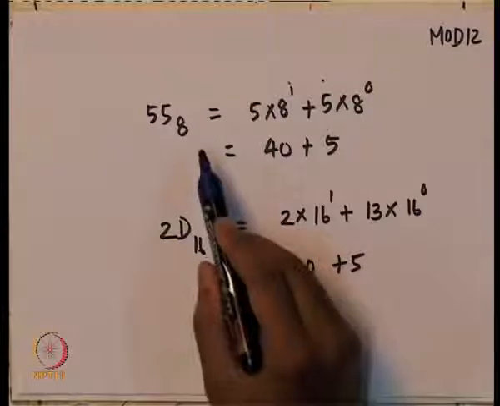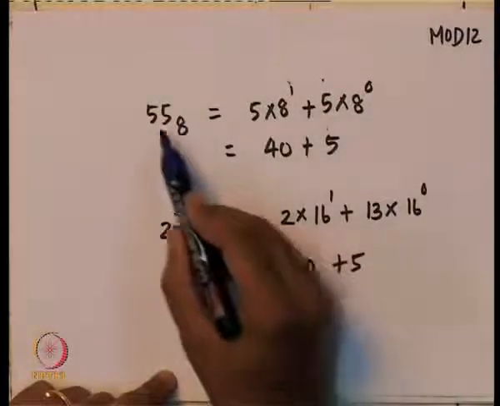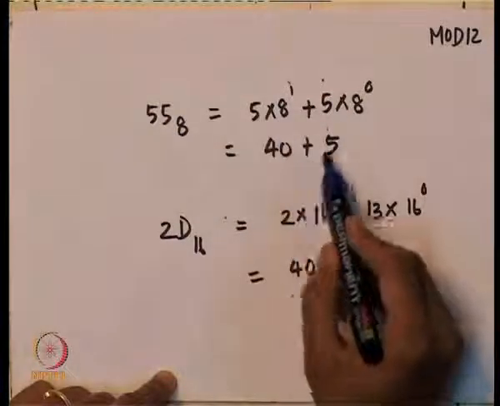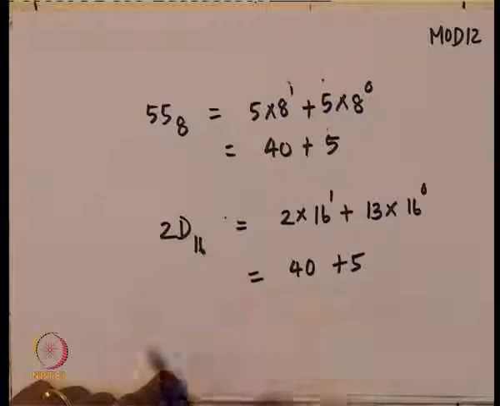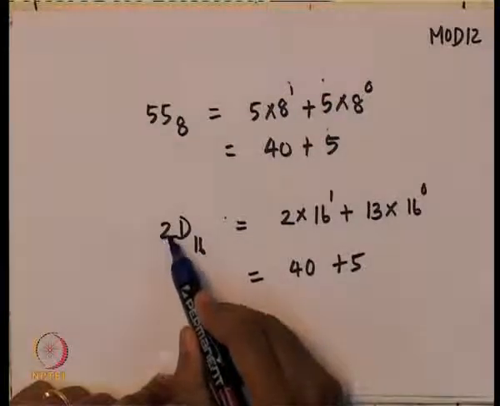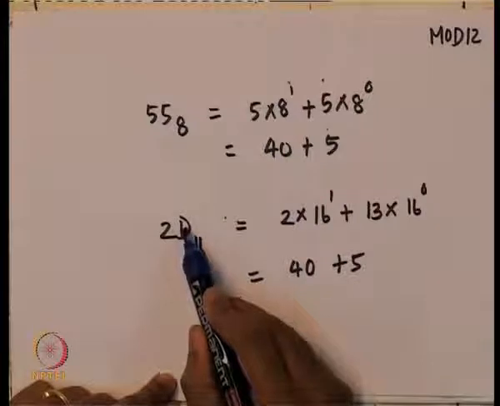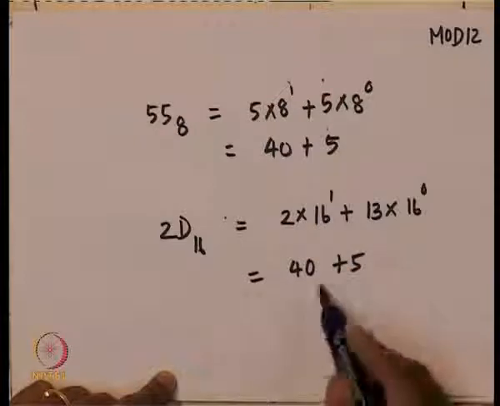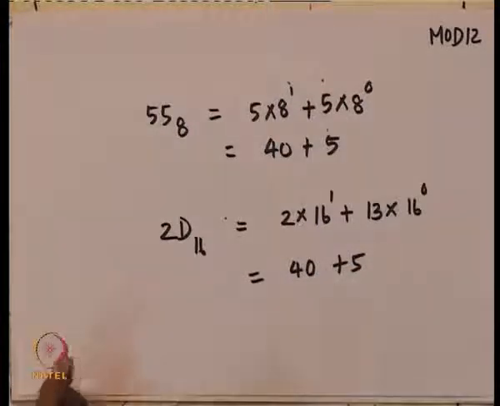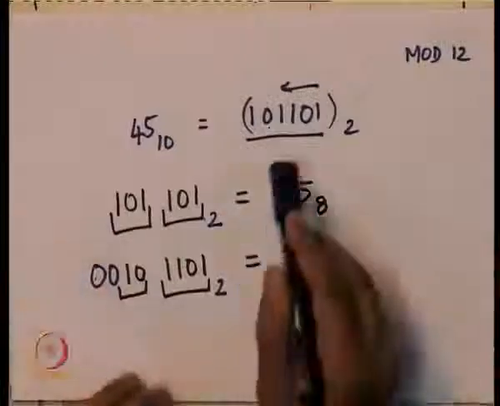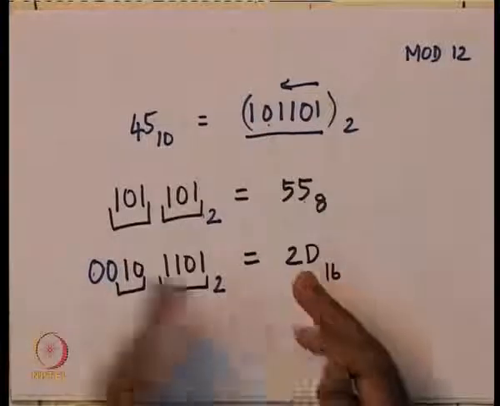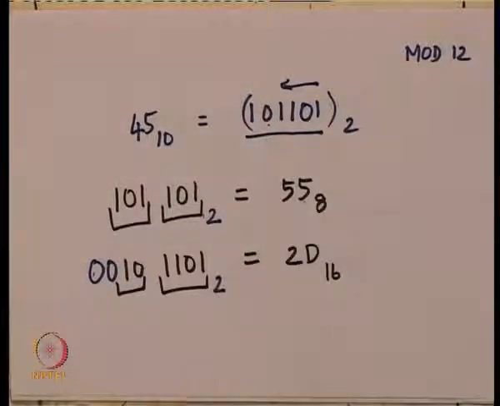If you want to check whether it is correct or not, let us see this. We start with 55 base 8. 55 base 8 is 5 into 8 power 1 plus 5 into 8 power 0, that is 40 plus 1, which is 45. Similarly, 2D base 16 is 2 into 16 power 1 plus D stands for number 13, 13 into 16 power 0. So that is 32 plus 13, which is 45. So this way of grouping, starting at the decimal point and moving to the left, 3 at a time for octal and 4 at a time for hexa, is a valid way to do things.